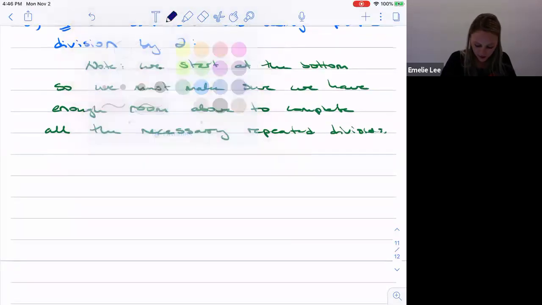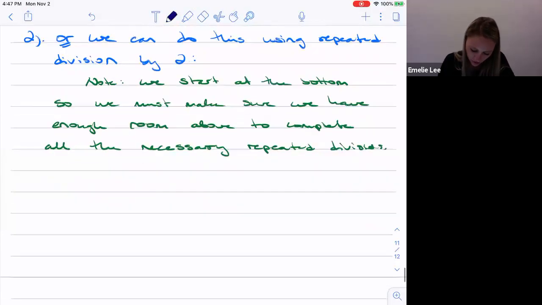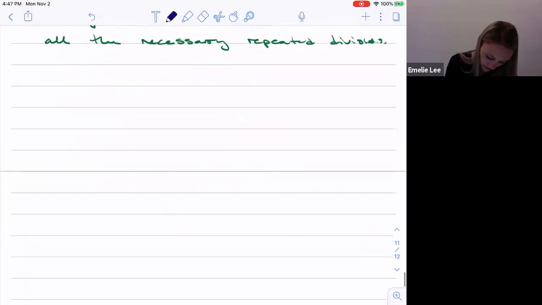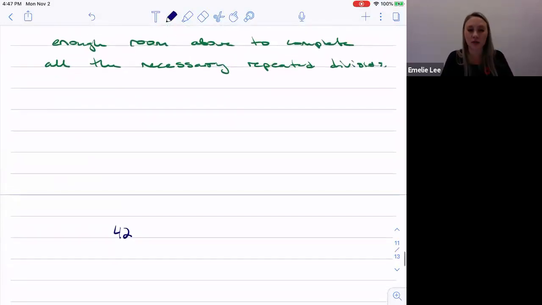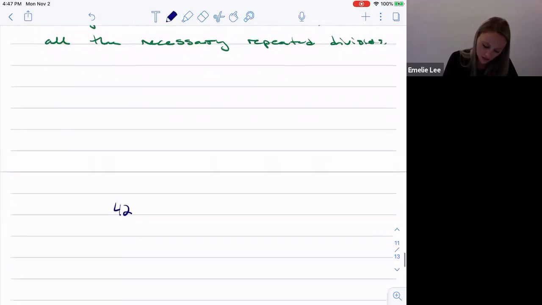Okay, so I'm running out of space here. 1, 2, 3, 4, 5, 6, 7 is what I need. All right, fine. I'll start down here. 42 is the number that we want to convert. So I just want to make sure that I have enough room up above in order to divide this thing out by 2, groups of 2.